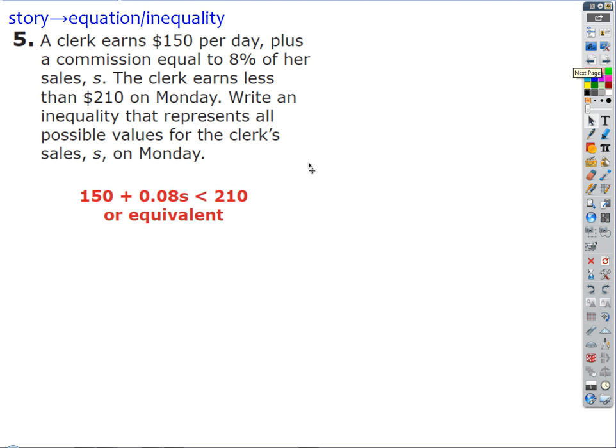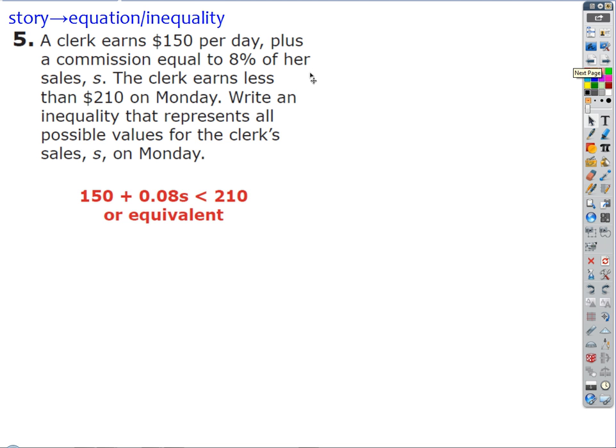Okay, you could all do this, but I just want to point out that this is one kind of thinking you might have to do on the test, where you're given an expression or an explanation like this, and you're supposed to write an equation, or in this case, an inequality, right? So a clerk earns $150 per day plus a commission equal to 8% of her sales.